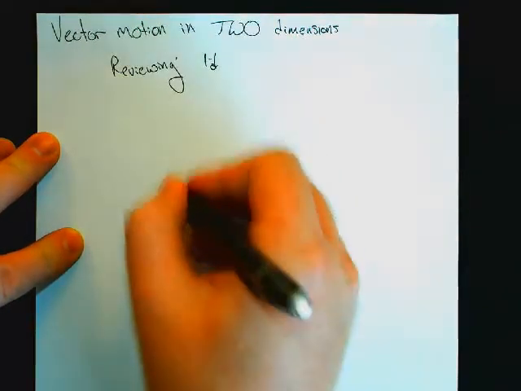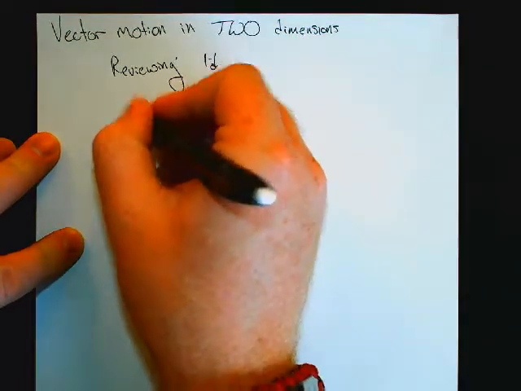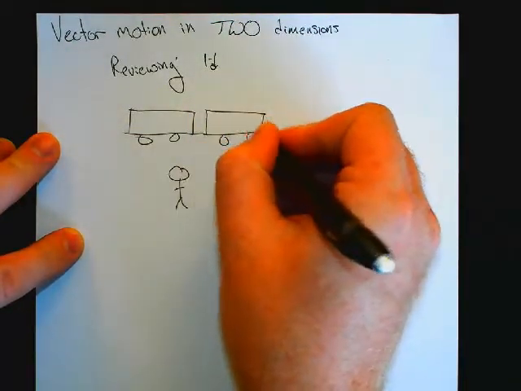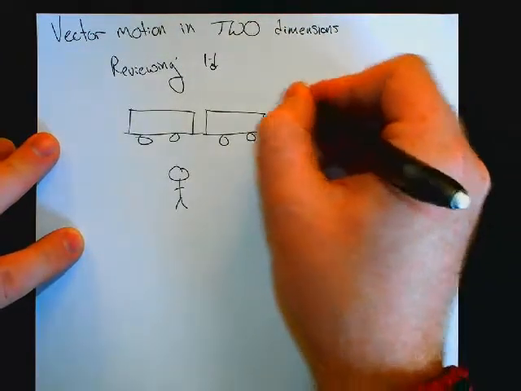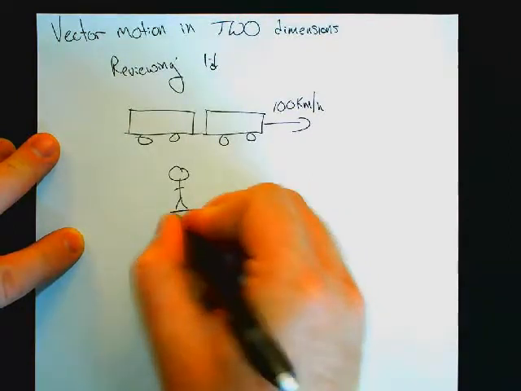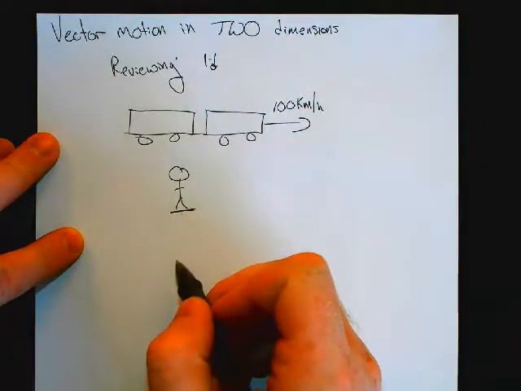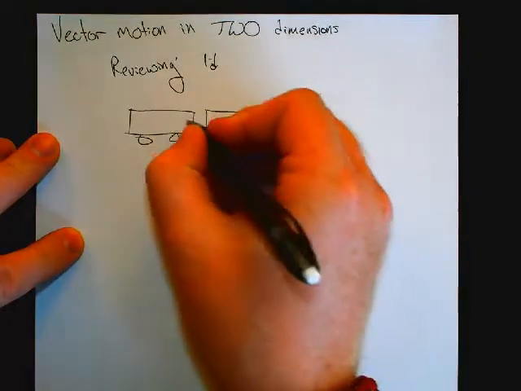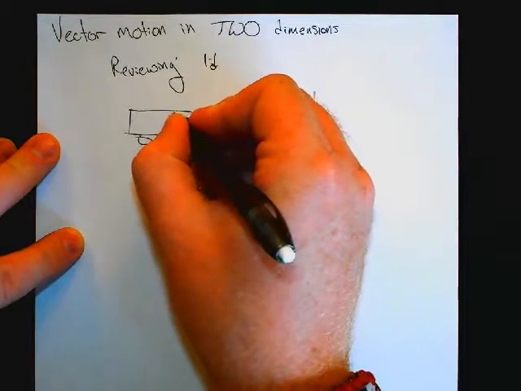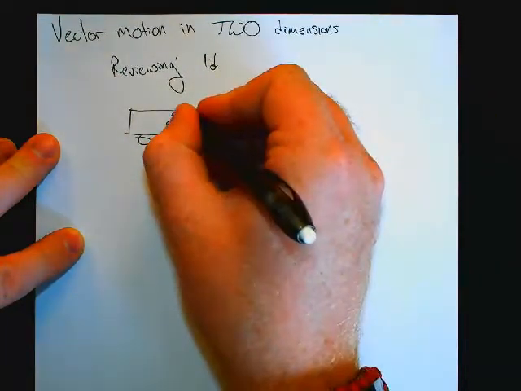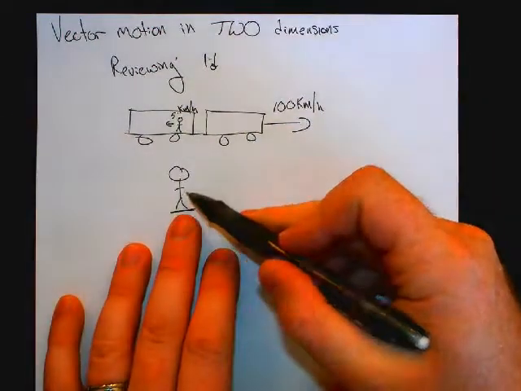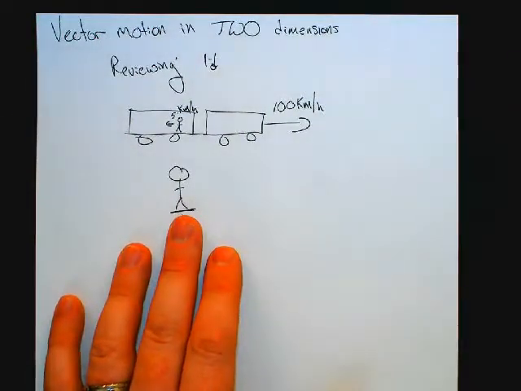Let's say we had a guy standing on the ground and a train going by. And the train was going forward at 100 kilometers an hour. This guy is not moving relative to the surface of Earth. He's standing still on the surface of Earth. And in here, we've got a person who's going to walk towards the back of the train at 5 kilometers per hour. So he's walking pretty slow.